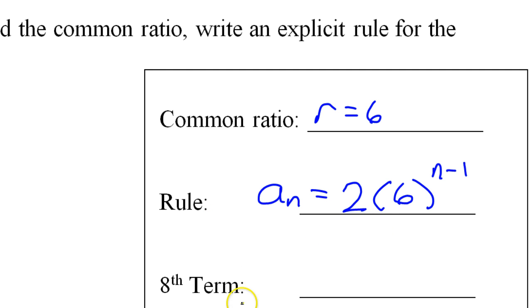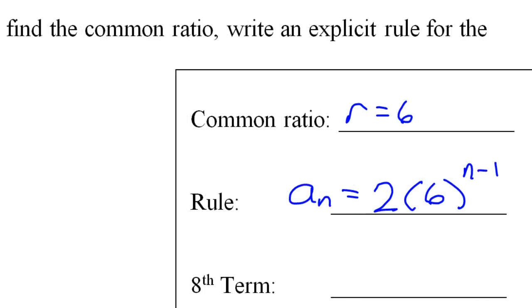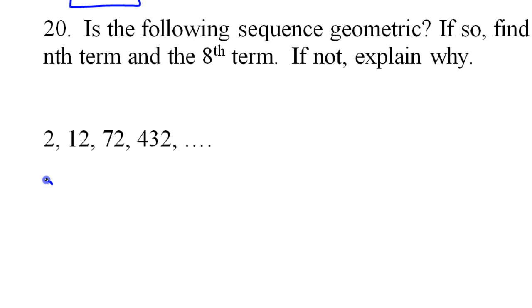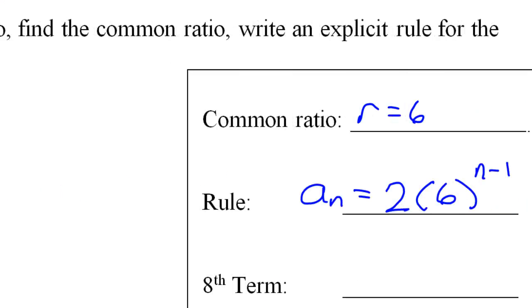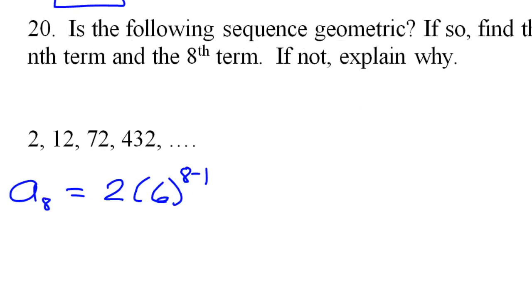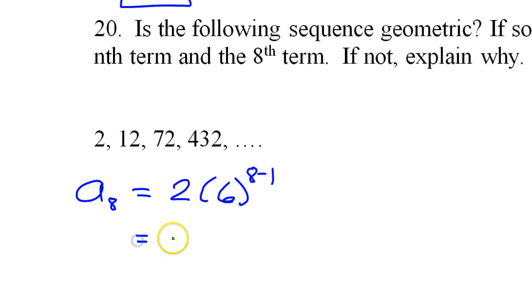Now I could use this rule to find the 8th term. So the 8th term would be A8. And again, using the model, that's going to be 2 times 6 to the 8 minus 1 power. Alright, I'm just plugging in 8 for n to find the 8th term. So that's going to be 2 times 6 to the 7th power.